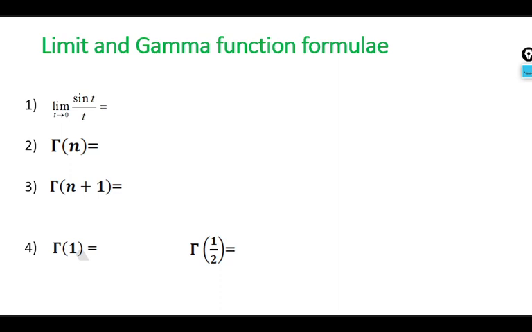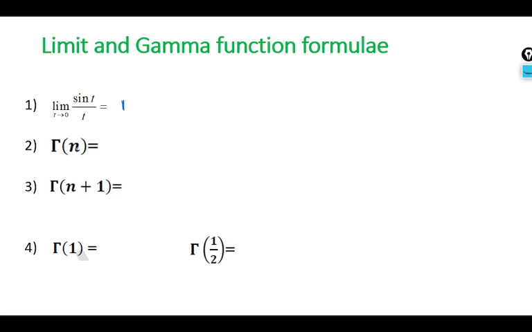Okay, the first formula is a limit here, limit of sine t upon t as t tends to 0. This formula we require in only one example of Laplace, and this limiting value is 1. And this value 1 can be proved easily by L'Hospital rule. I'll not go into the derivation.